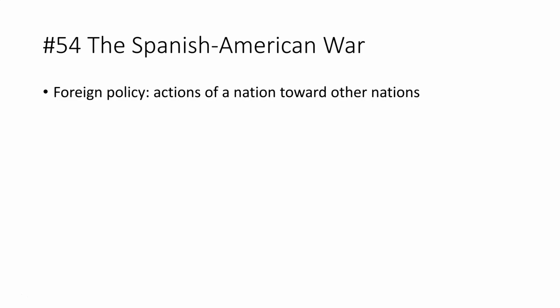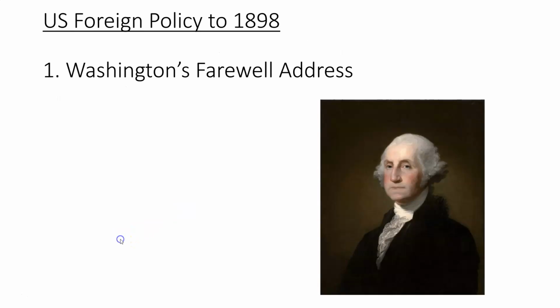So the first thing we're going to do is review a little bit of what it was like before 1898. What was American foreign policy before 1898? We spent a bunch of time talking about Washington's Farewell Address, and as soon as you see that, everybody knows we have to think about America being neutral and rejecting the idea of alliances.